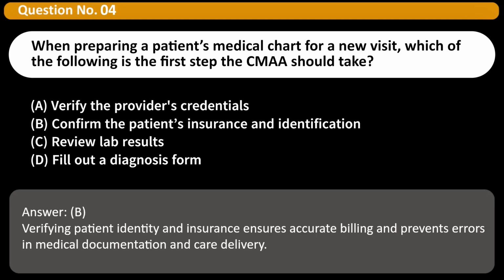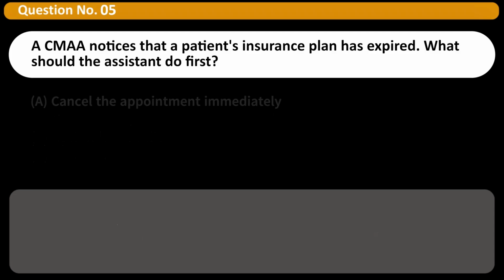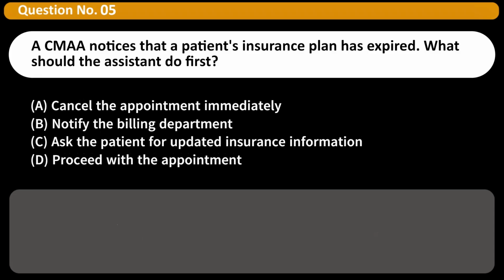Answer: B. Verifying patient identity and insurance ensures accurate billing and prevents errors in medical documentation and care delivery. A CMAA notices that a patient's insurance plan has expired. What should the assistant do first?